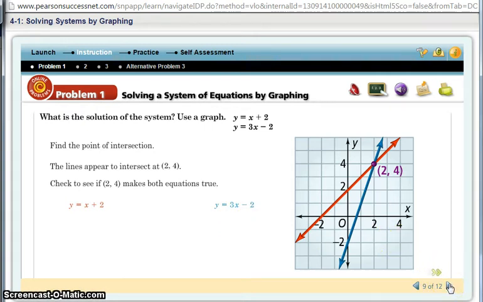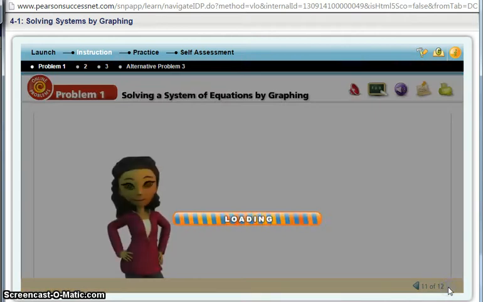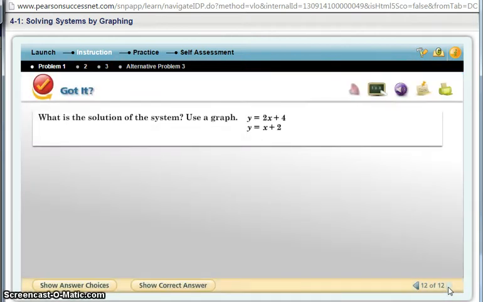Questions right now for what we just saw? Yeah? Is this problem supposed to be part of the notes page? No. So what should be on your notes page is this one. The 2x plus 4, x plus 2. You got that one? All right, go ahead and try that on your own.